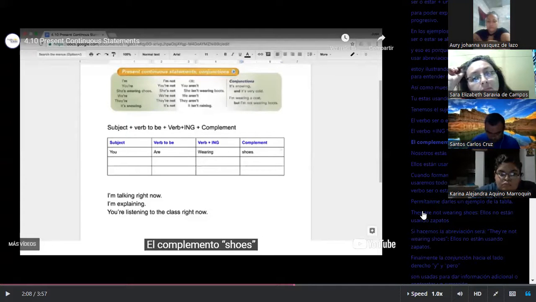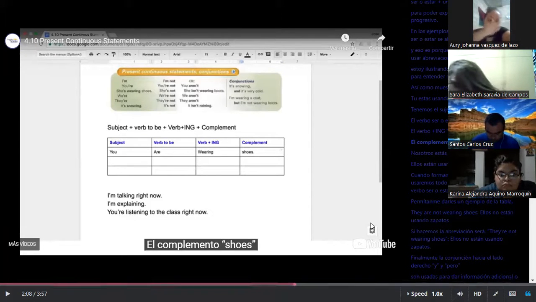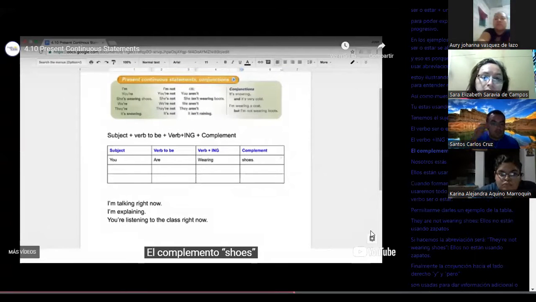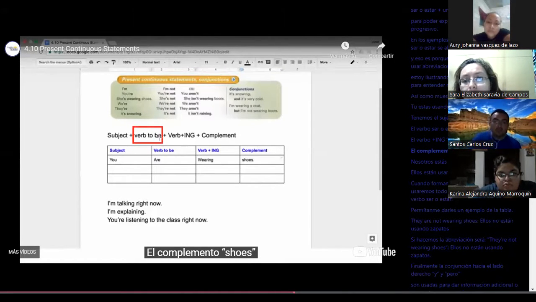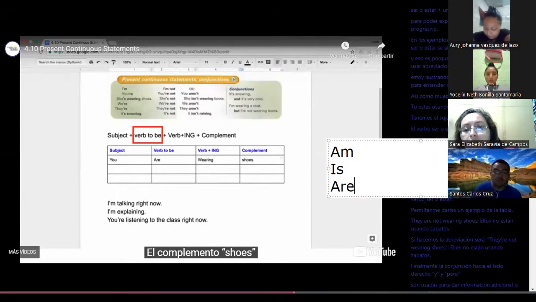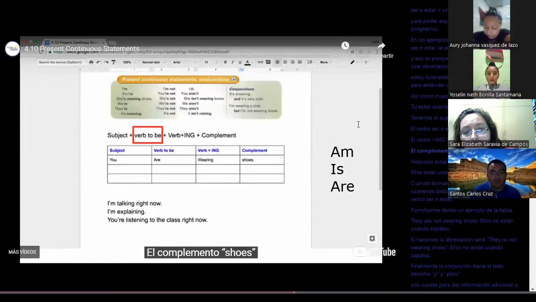What is the formula that we have for affirmative statements? ¿Cuál es la fórmula para affirmative statements? Aquí está muy clara, muy bien explicada. Look, first, what do we have first? Subject plus verb to be, excellent. Plus verb ing, plus a complement. And if I say verb to be, what is the verb to be? Am, are, is. Bien, am, is, are. Entonces, subject, los sujetos pueden ser I, you, he, she, it, we, and they.